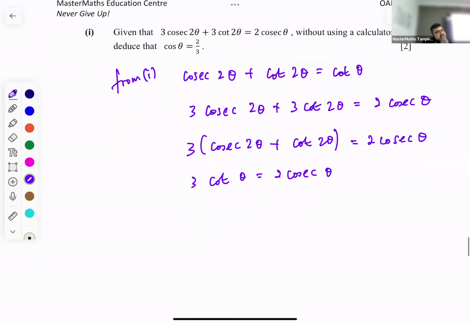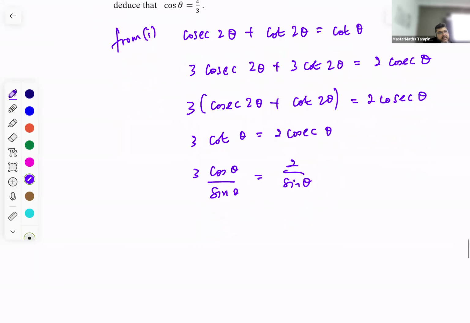If you have understood this, it's now become easy. Now, without using a calculator, it asks you to find the value of cos theta. Deduce that cos theta is 2/3. So now this one is what? 3 cos theta over sin theta. This one is what? 2 over sin theta. Correct? Now, what am I going to do? I cancel. Correct or not? Cos theta is now equal to 2/3. Sure, finish already.